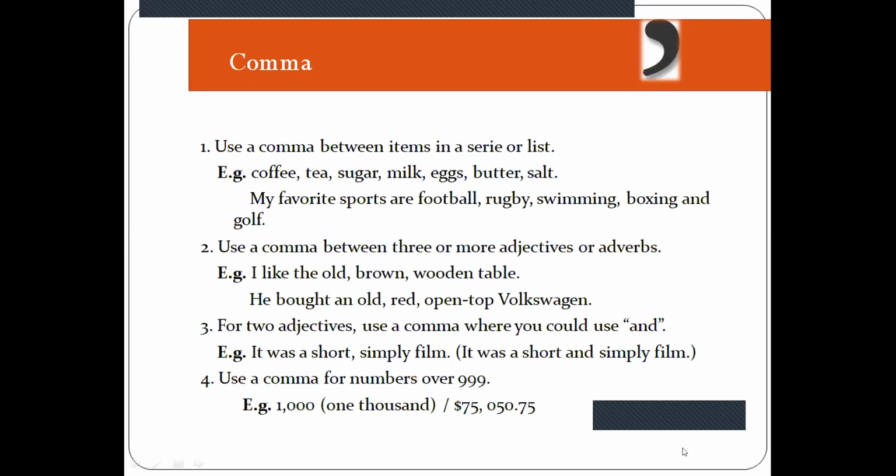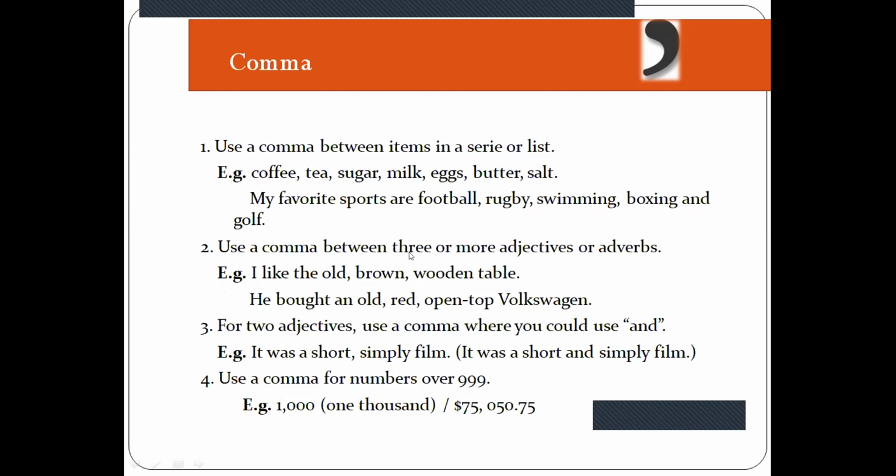The next, and one of the most commonly used punctuation marks, is the comma. When do you use a comma? We use a comma between items in a series or lists. For example, eggs, coffee, tea, sugar, milk, butter, salt. My favorite sports are football, rugby, swimming, boxing, and golf. You see commas? This is a list of football, rugby, so we separate them with a comma.